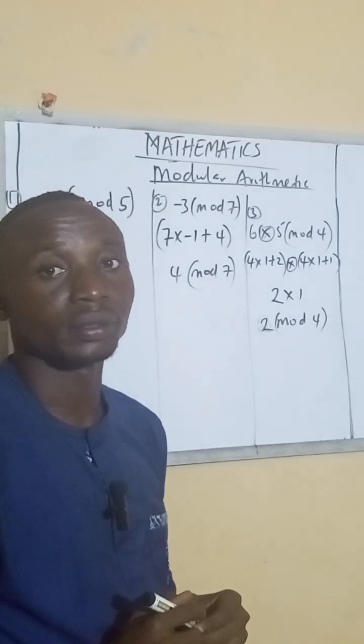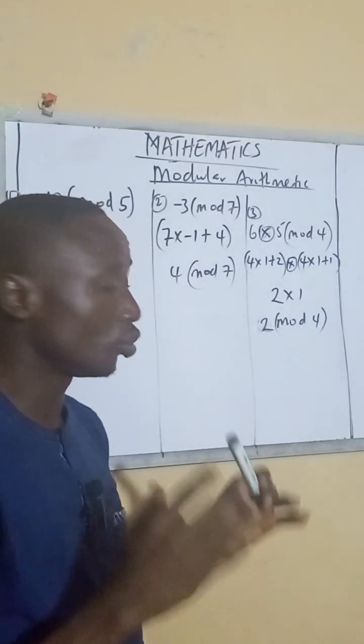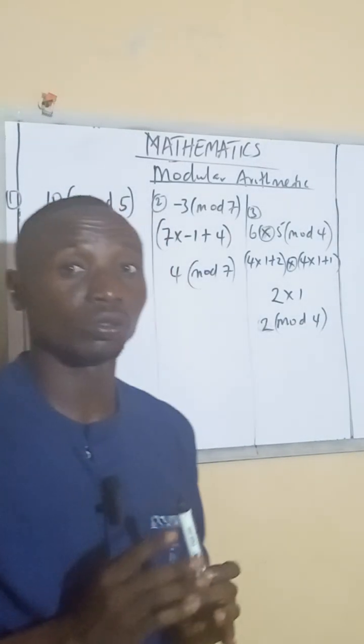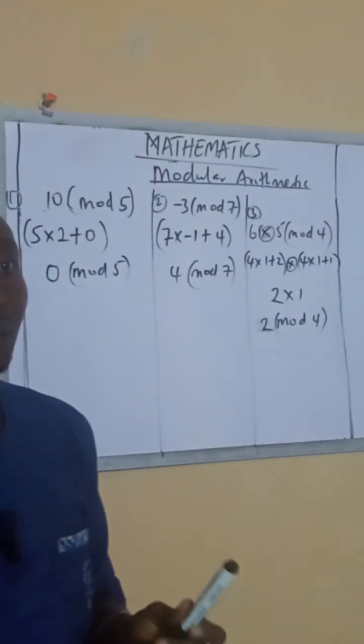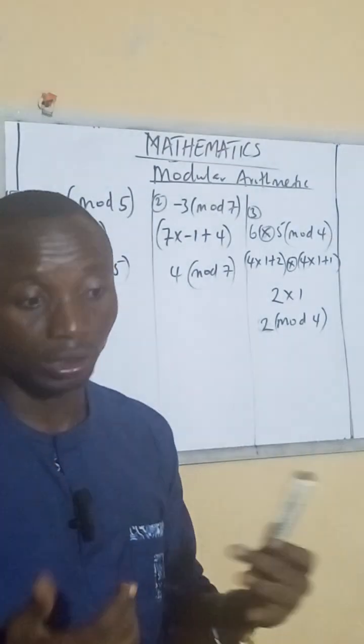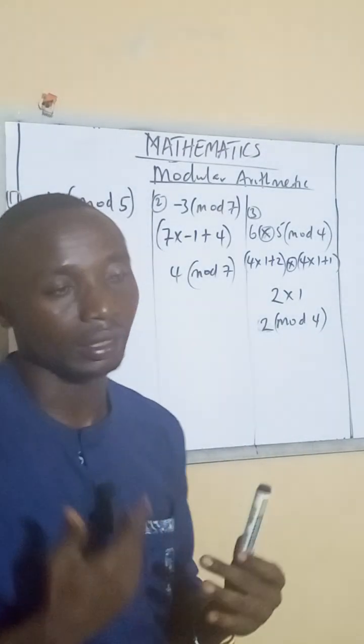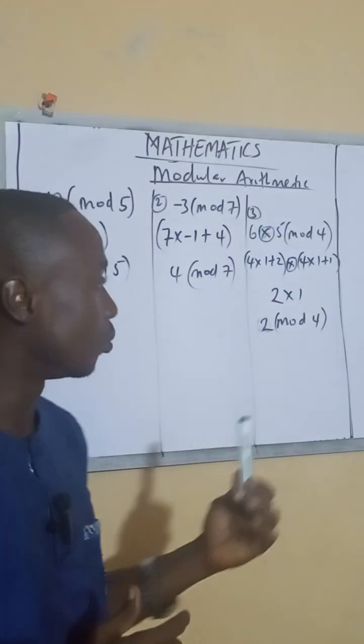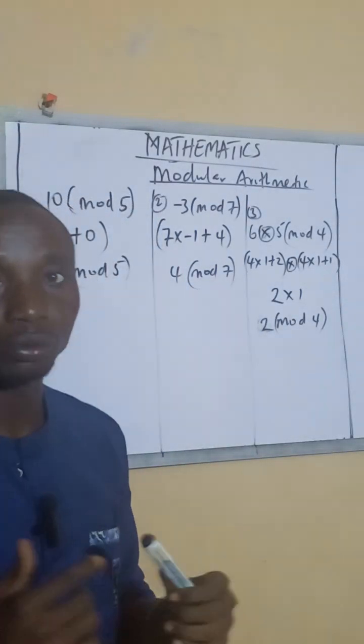It's as easy as that. All you need to take note of is that in modular, most of the answers we get are in positive sign. We don't like getting answers in negative sign in modular arithmetic. I'm sure you understand this.